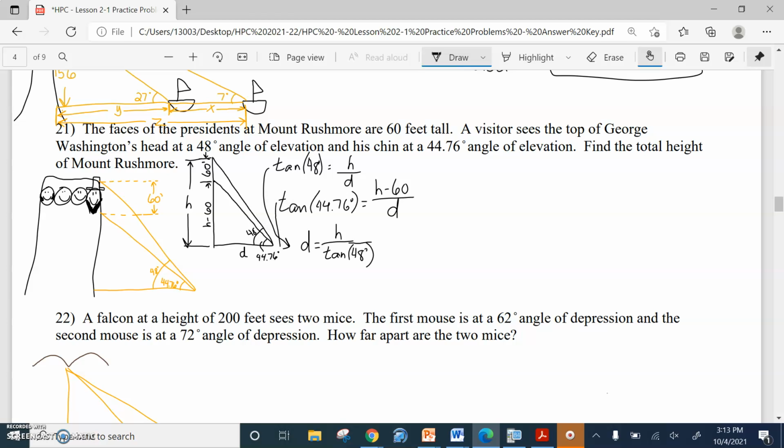The other one, we're going to come down here. This one, again, we replace it the same way. d is equal to h minus 60 over tan of our angle, 44.76. And the reason we do that is that we now have two equations and we have two unknowns. We have d as an unknown. We have h as an unknown.